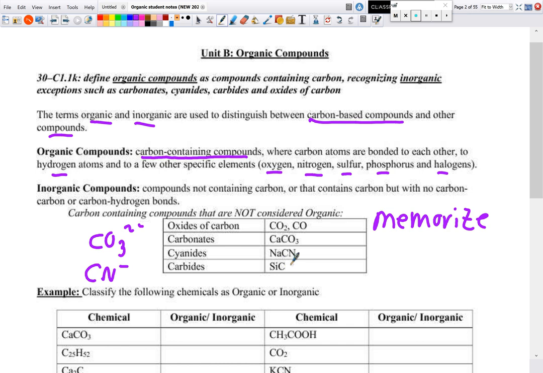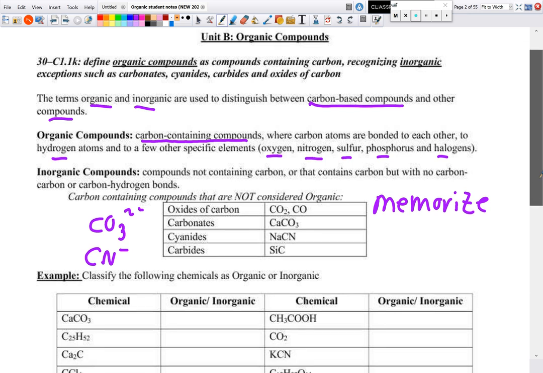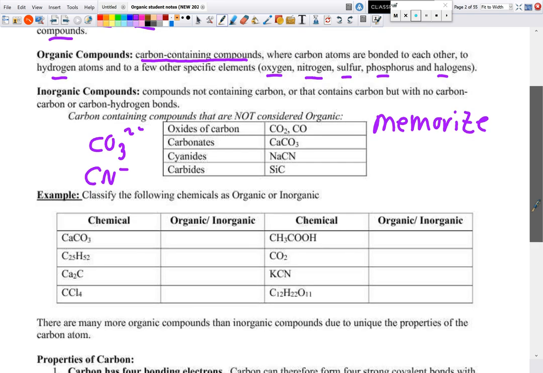And finally, our carbides. Same thing. Carbide is a polyatomic ion of carbon, so it's an ion of carbon, which is not considered organic. And the example I have right here is silicon carbide.